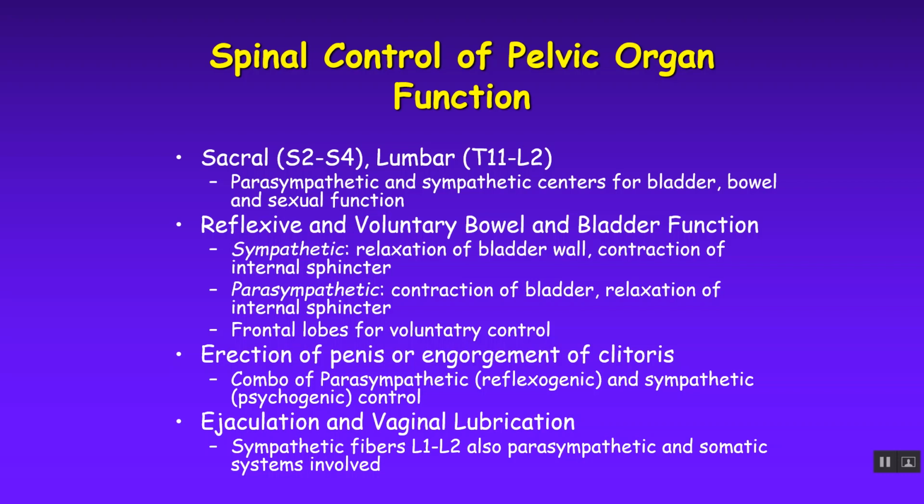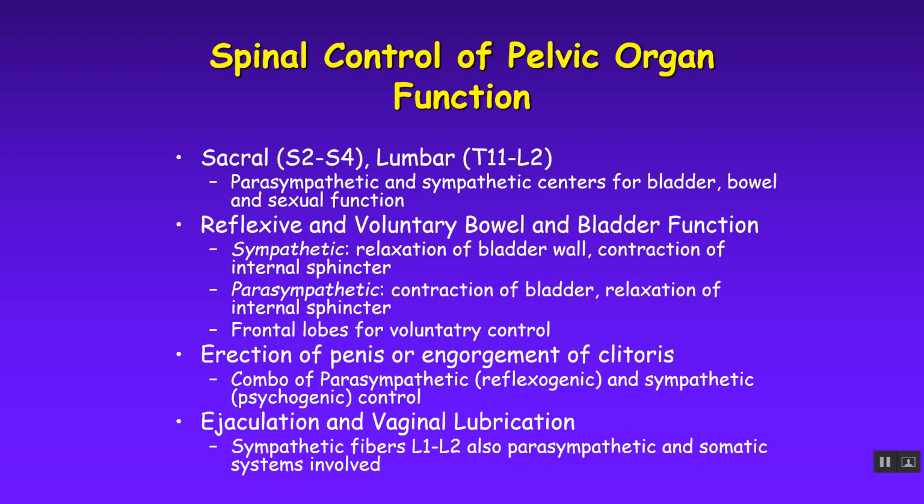Okay, so the sympathetic nervous system tends to promote relaxation of the bladder wall and contraction of the internal sphincter of the bladder. So the sympathetic nervous system is for retaining urine, okay? So it allows your bladder wall to be relaxed, allows urine to collect, and also maintains the contraction of the internal sphincter, which keeps it from leaking out, okay?